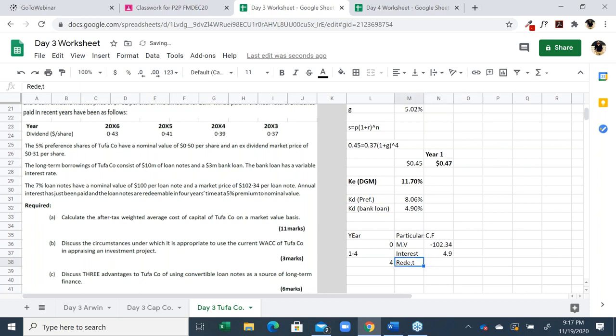Hamza, the tax rate was given at the start of the question. So we will be getting our money back at a premium of 5% on par value. The par value was $100 and the premium is 5%. So we will multiply it by 1.05.